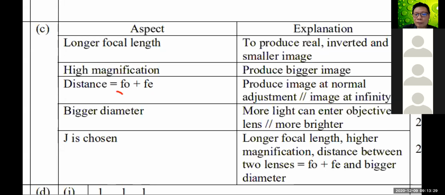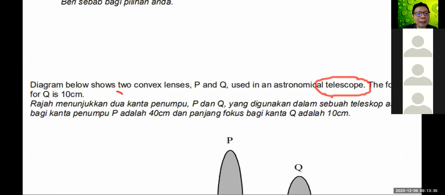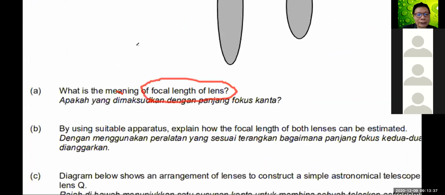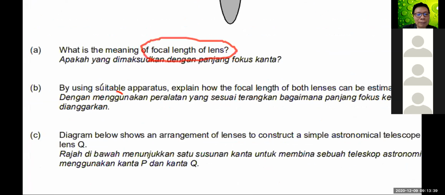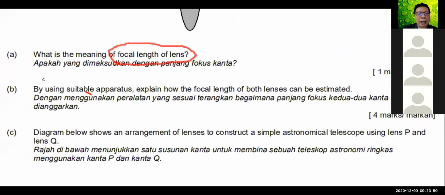Okay, now we go back to section B. As just now, Ping Hao reminded me, question B we haven't done. Let's come back here. Question B is on what? Have a look. By using suitable apparatus, explain how the focal length of both lenses can be estimated.